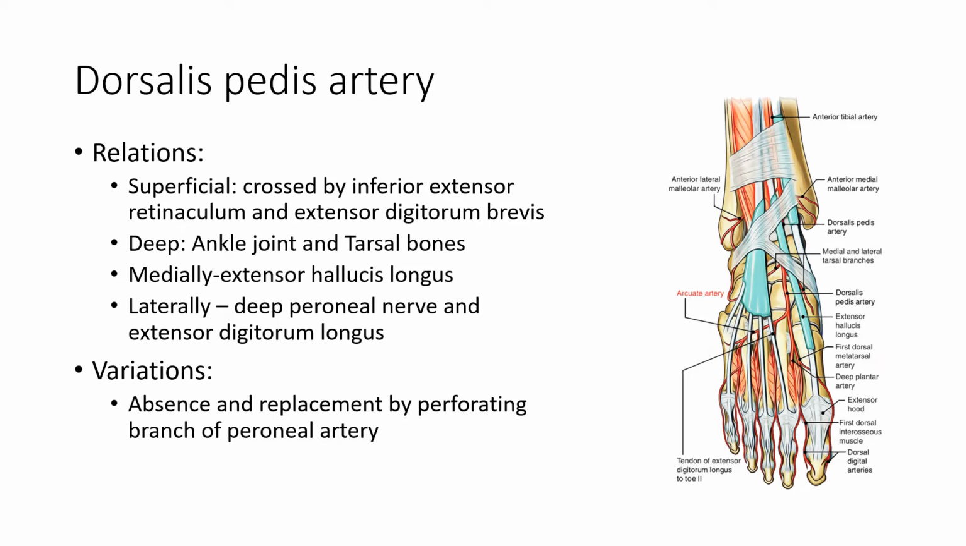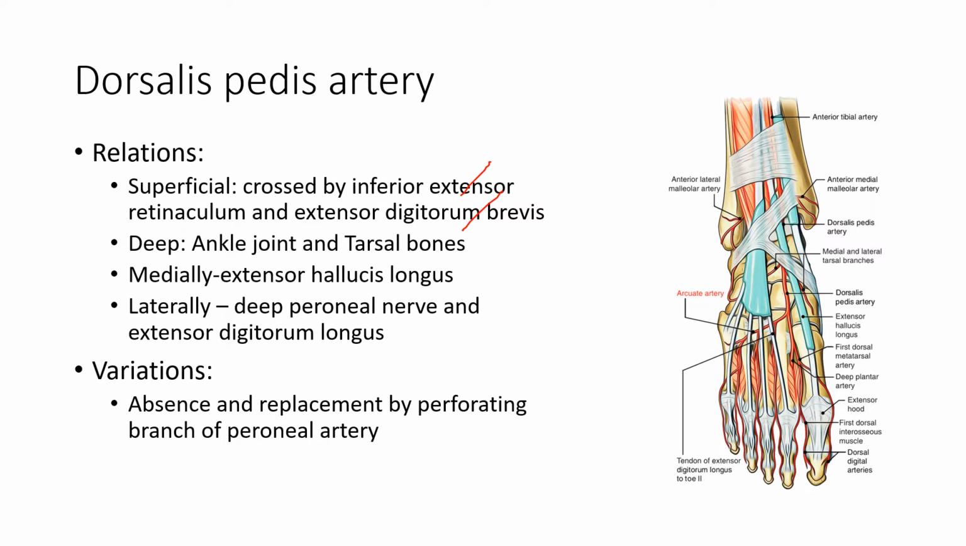So superficial to it are the inferior extensor retinaculum and the extensor hallucis brevis, or the medial tendon of extensor digitorum brevis. Then deep to it, what will be lying? It is the ankle joint and the tarsal bones I mentioned. So deep to it are the tarsal bones and metatarsal bones. These are the deeper structures, and nearer to the ankle it is close to the navicular bone, which is a surface marking for feeling the pulse of the dorsalis pedis artery.